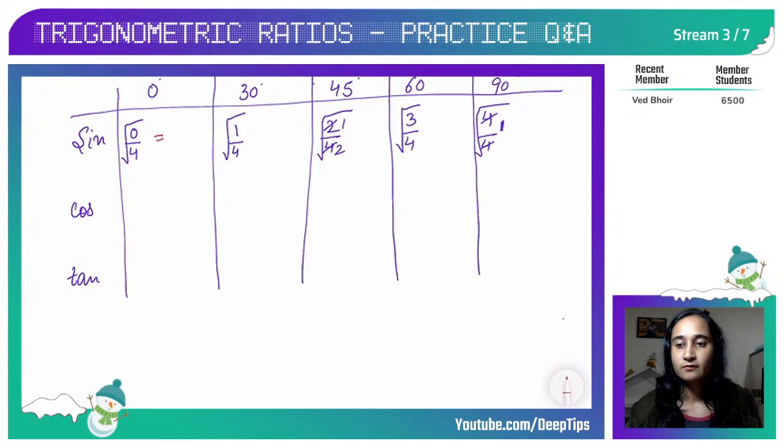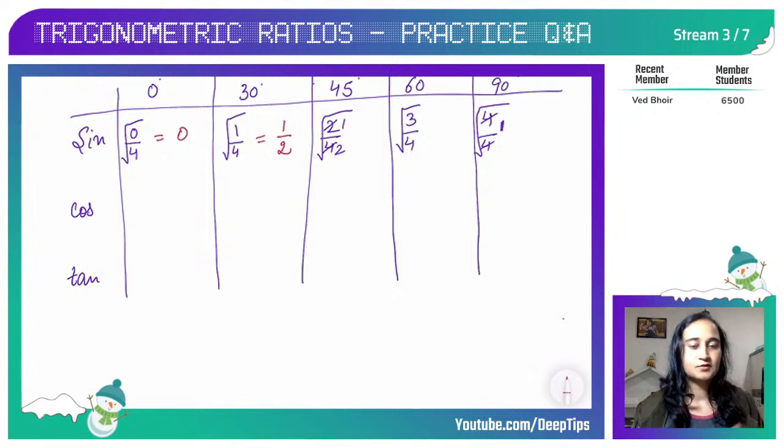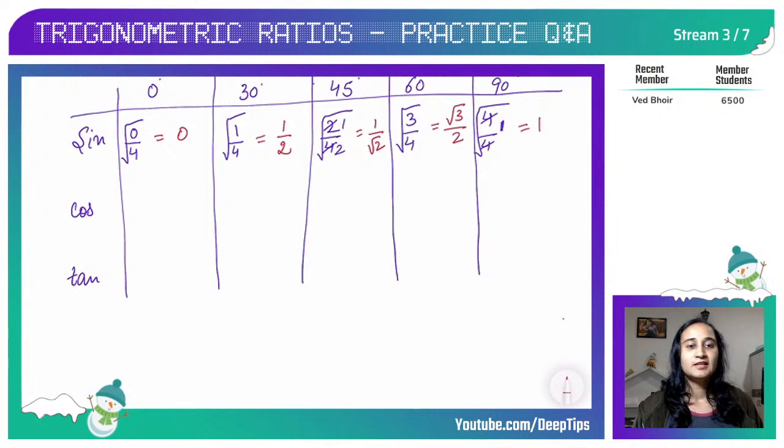So we know 0 by 4 is 0. So sine 0 is equal to 0. Root 1 by 4 is equal to 1 by 2, because we know that root 4 is equal to 2. Then we have 1 by root 2 as the value of sine 45. Now we have sine 60, that is equal to root 3 by 2, and root 1 is equal to 1 only. So these are the final values for sine 0, 30, 45, 60 and 90.